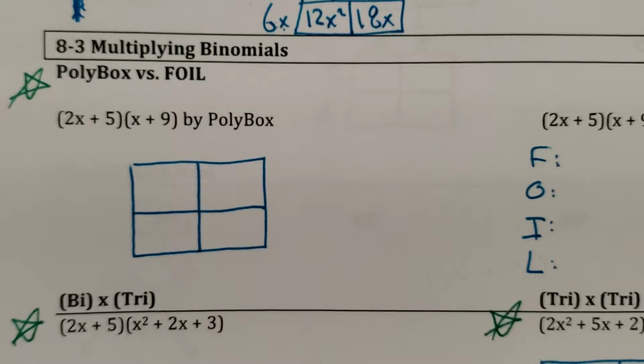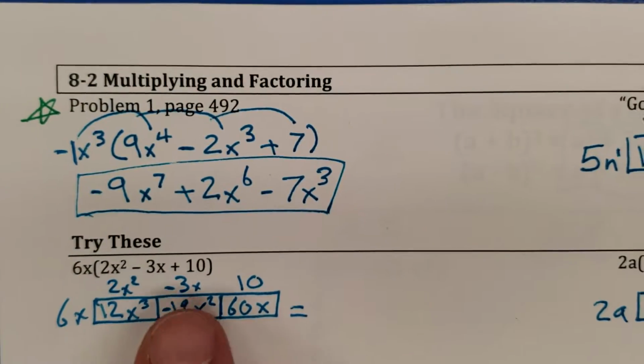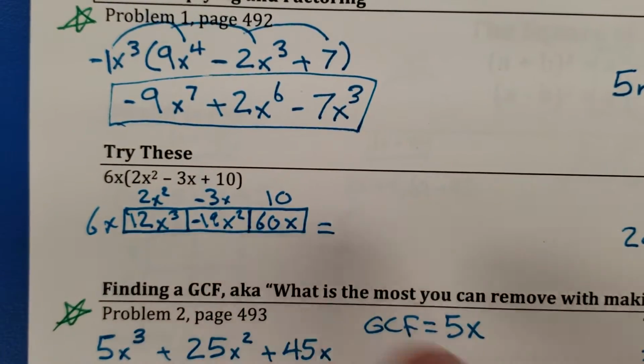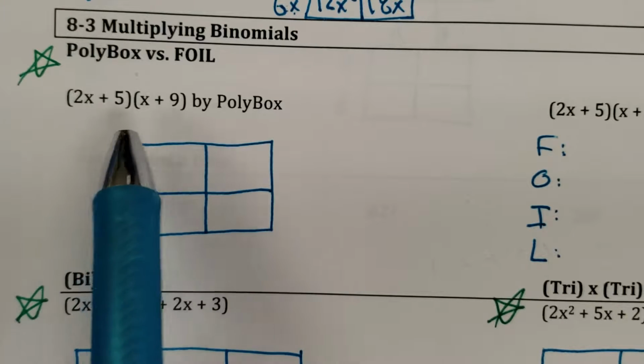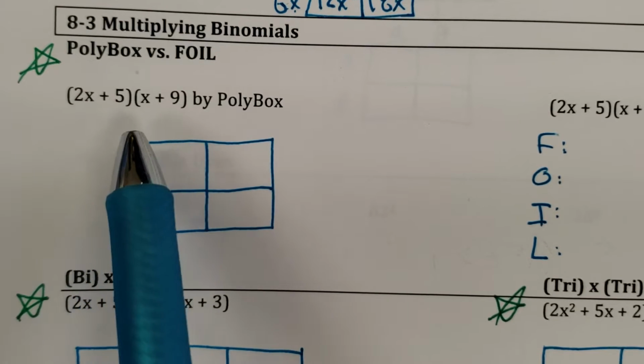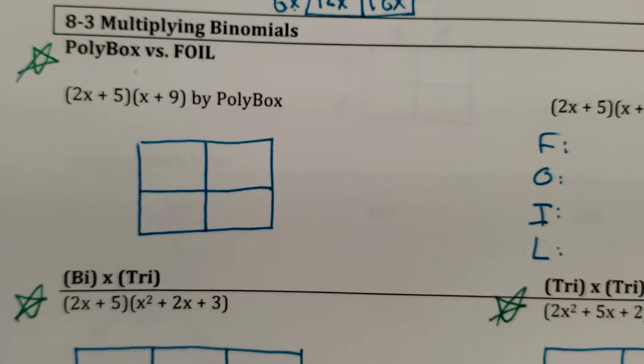Now, you've kind of already seen these in lesson 8-2, okay? They were kind of neat when you did one thing times three things. Well, here's the thing, friends. We're going to be multiplying a binomial times a binomial, which means we have to take two things times two things. So to do that, as you can see, I've already made a 2x2 polybox.